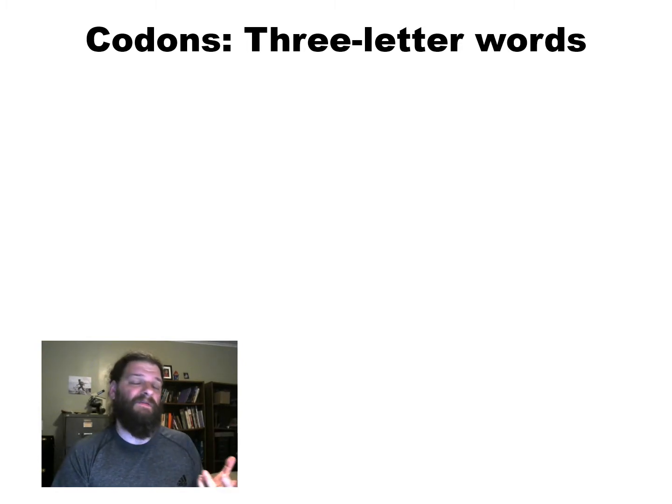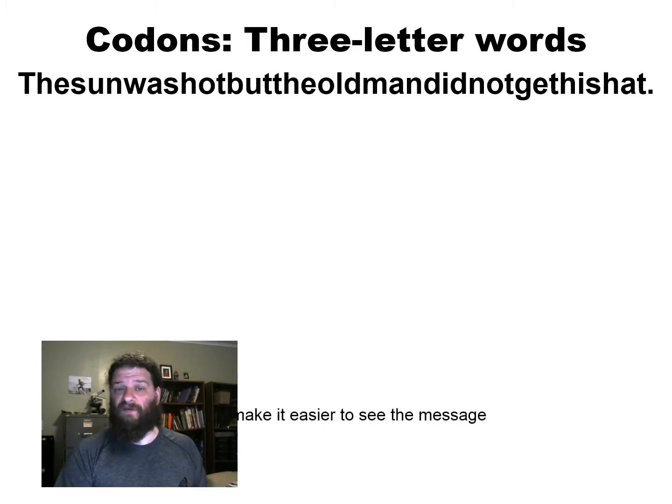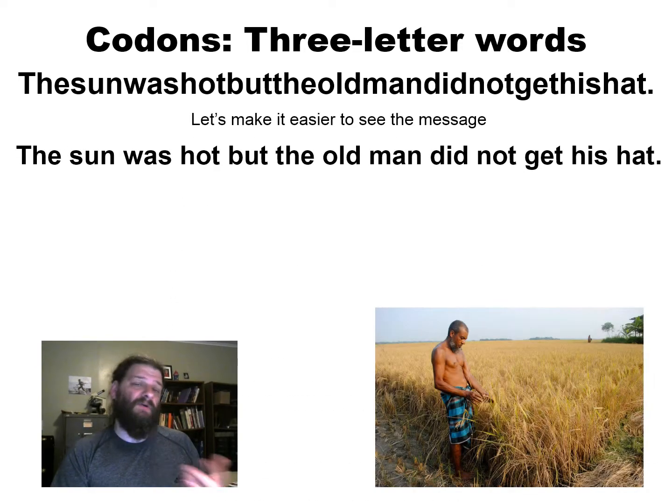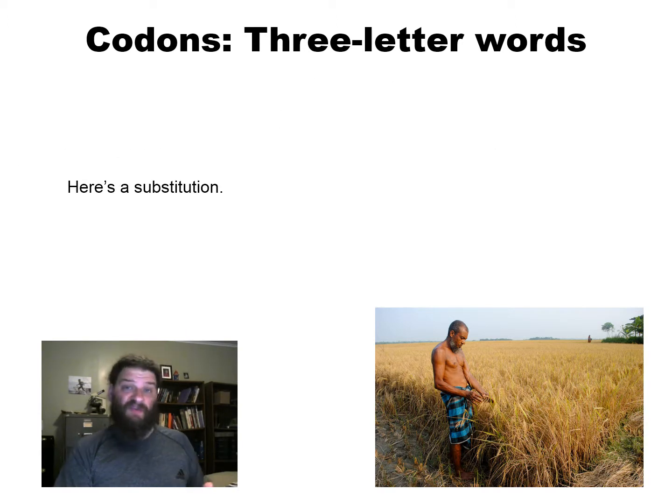And the words are made up of three letters, three of those bases together, forming a codon. A lot of times we'll use an analogy, using sentences in English that are made up just of three-letter words, like this one right here. And of course, you can see the pattern. I don't need to split it up, but it is a sentence about an old man in the sun and not getting his hat. So let's mess with the language a little bit.